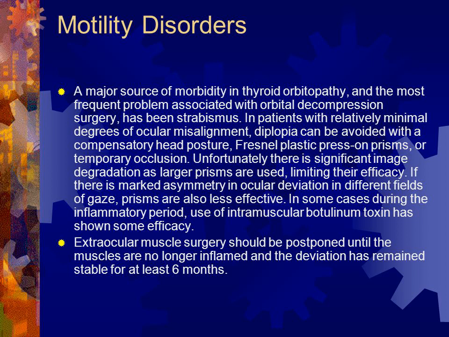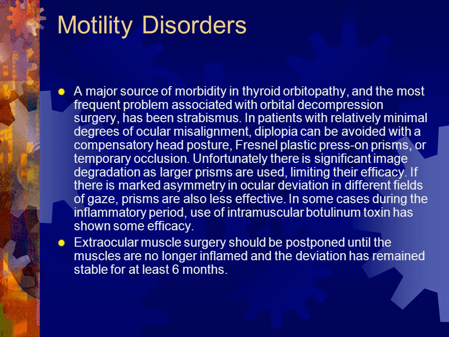A major source of morbidity in thyroid orbitopathy, and the most frequent problem associated with orbital decompression surgery, has been strabismus. In patients with relatively minimal degrees of ocular misalignment, diplopia can be avoided with a compensatory head posture, Fresnel plastic press-on prisms, or temporary occlusion. Unfortunately, there is significant image degradation as larger prisms are used, limiting their efficacy. If there is marked asymmetry in ocular deviation in different fields of gaze, prisms are also less effective. In some cases during the inflammatory period, use of intramuscular botulinum toxin has shown some efficacy.